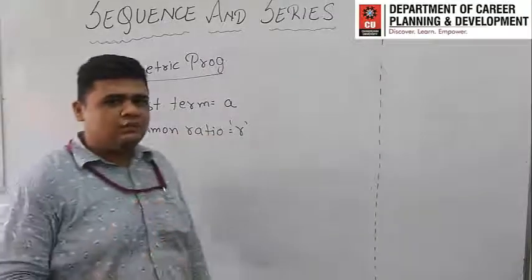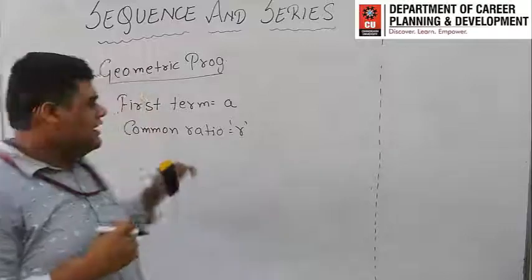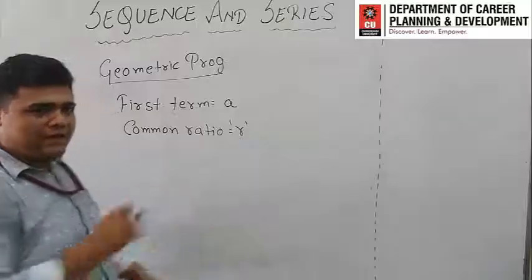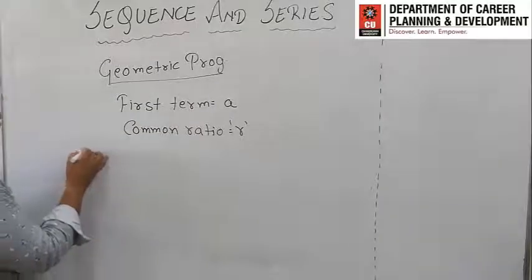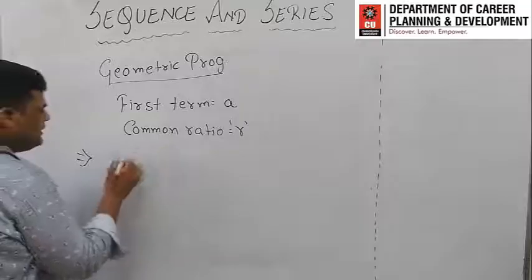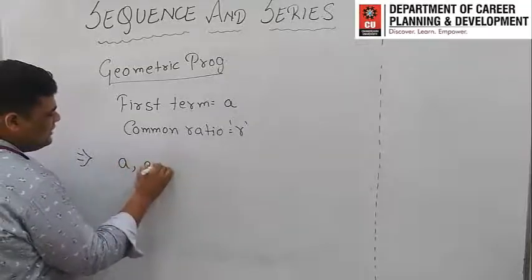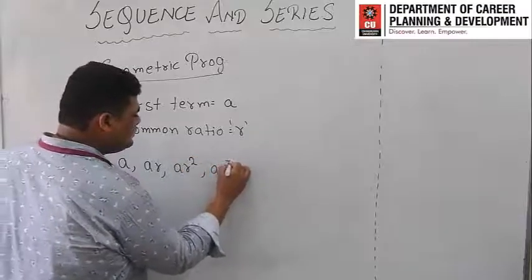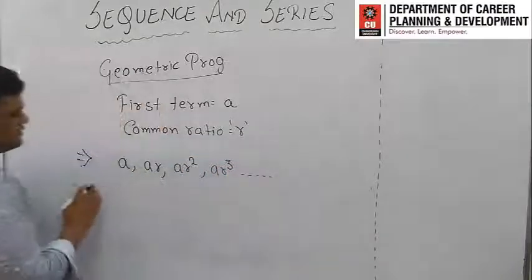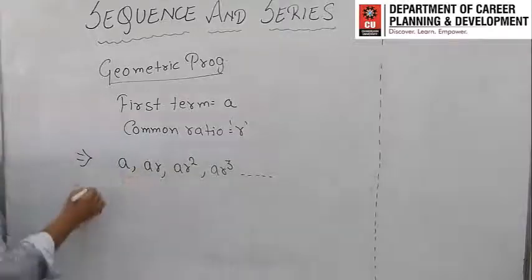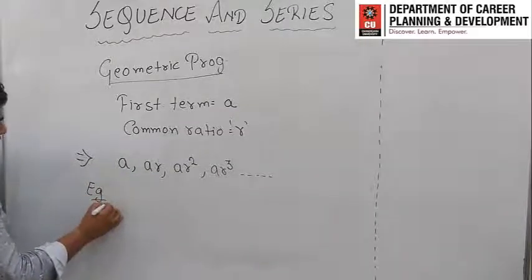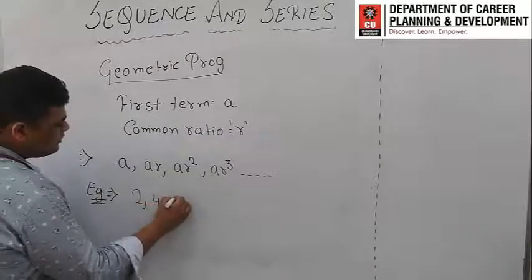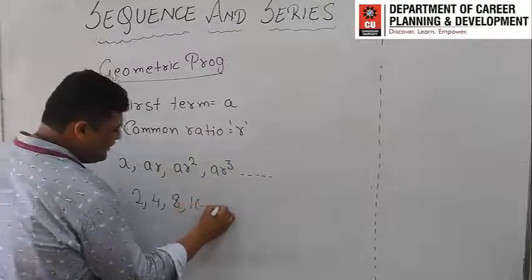Now, in case of arithmetic progression, we are adding the difference. Here, in case of geometric progression, this common ratio will be multiplied. So the series in geometric progression will be written as A, A into R, A into R square, A into R cube, and continuously. This will be the series in geometric progression. So we can take an example of this series: 2, 4, 8, 16 and continuously.